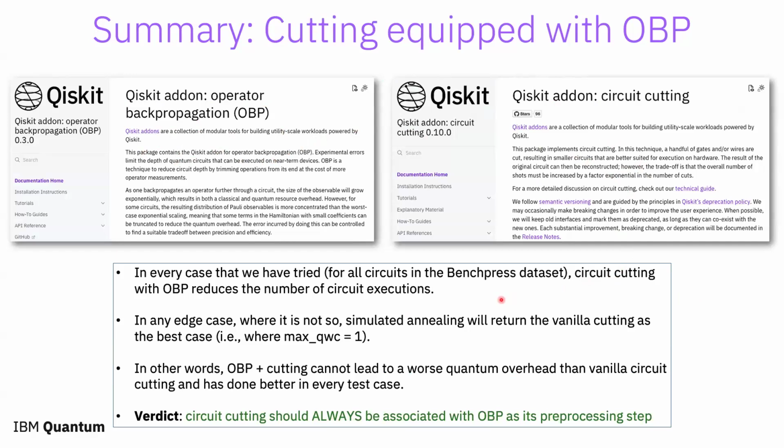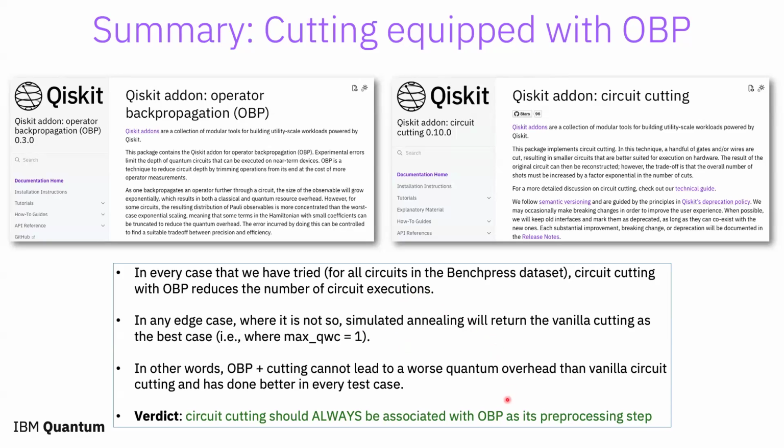Benchpress is a dataset that has different kinds of circuits of different sizes going up to 64 qubits. So we actually showed these results for up to 64 qubits, and circuit cutting with OBP in all the cases reduces the number of circuit executions. Now, let's say there are some edge cases we didn't find in all these experiments, but there are some circuits where circuit cutting with OBP doesn't help. But if it doesn't help, then it actually reduces to vanilla cutting. So OBP plus cutting can never give you a worse result than vanilla cutting.